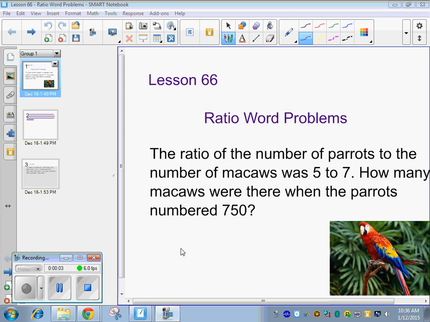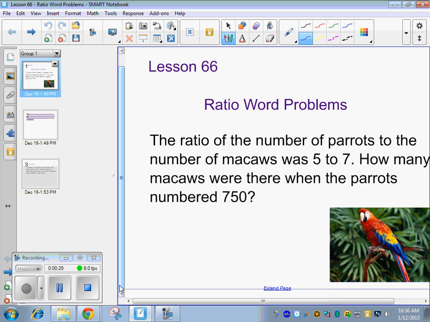So ratio word problems are really similar to the fraction word problems that we did, where we had happy gnomes and sad gnomes. You guys remember that? Okay, so we drew a ratio box. Same thing, except we're doing ratios instead of fractions. The ratio of the number of parrots to the number of macaws was 5 to 7. How many macaws were there when the parrots numbered 750?